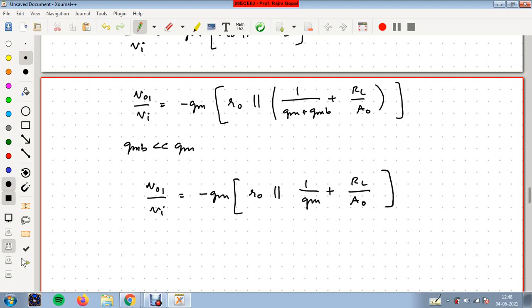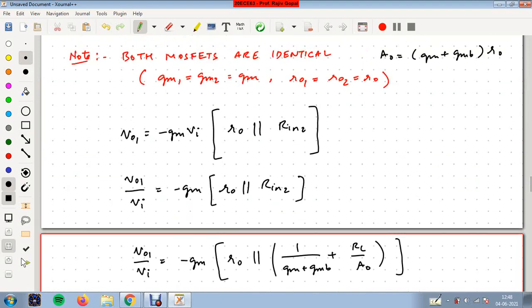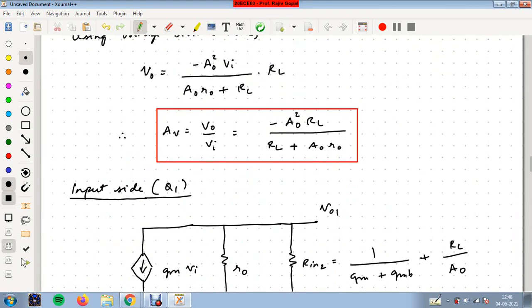Okay, so we'll keep this equation in mind, and there are certain things which we need to see. If you look at the gain equation which we got earlier, if RL is a large value, that also makes the gain more, right? If RL is more, obviously AV will also be more.